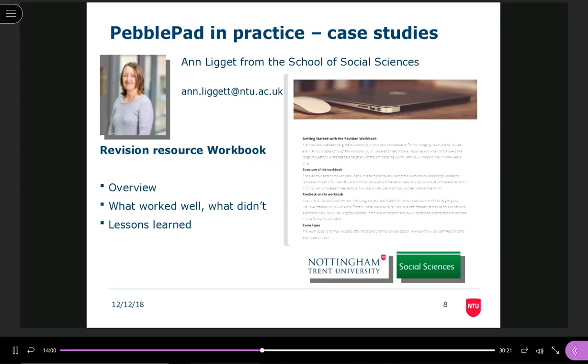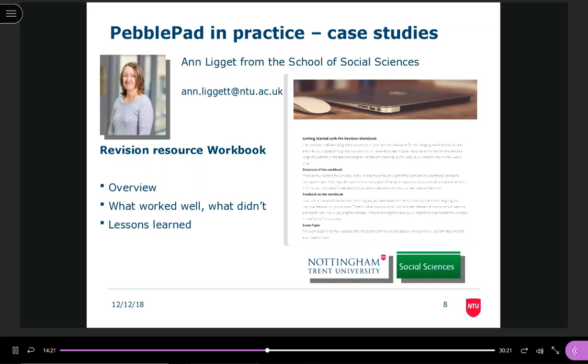The next one we've got is from our colleague Anne Liggett in the School of Social Sciences. And Anne went totally off-piste and decided to make a revision workbook. So that's certainly the first instance I've come across of that. Have you heard of anyone else doing that, Dan? No? Whether you have or not, you could let us know if you know of anyone doing the same.